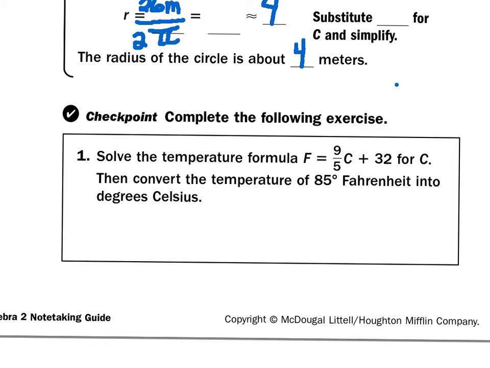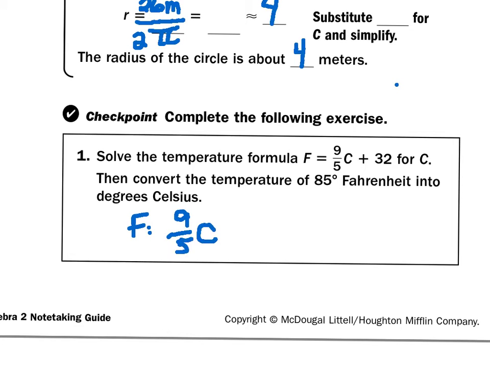Okay, checkpoint. Usually I make you do these by yourself, but you probably need more practice on this than just one example. So let's go ahead and do this together. Solve the temperature formula for C. Then convert the temperature of 85 degrees Fahrenheit into degrees Celsius. This is a very common science thing to do. So, I want to get C by itself. How can I do that? Well, let me go ahead and write my equation out.